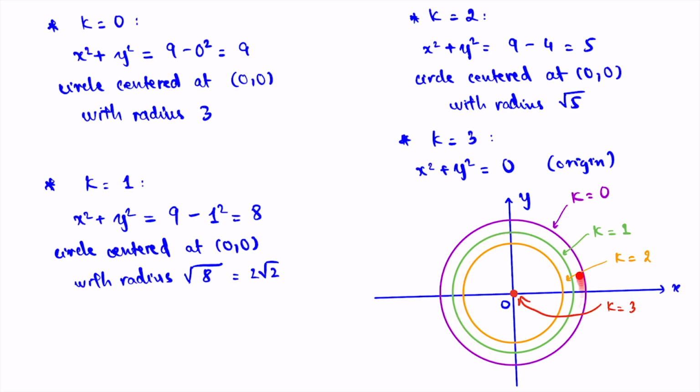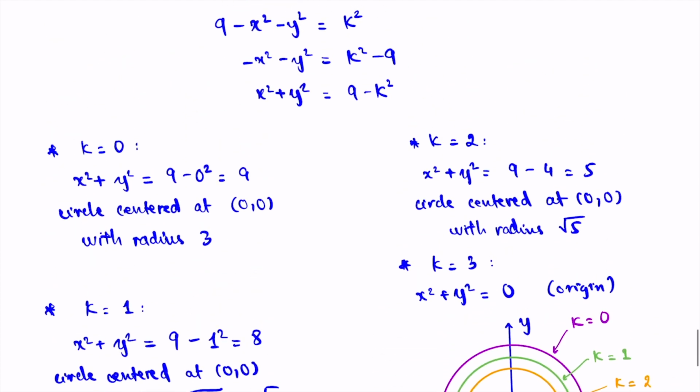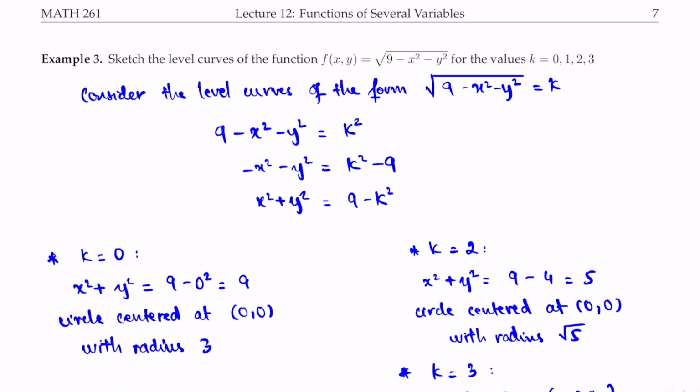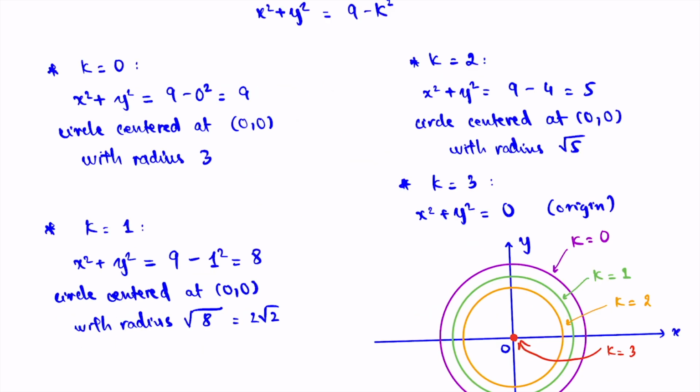So this is the level curve of the function f of x, y equals square root of 9 minus x squared minus y squared. So there are infinitely many level curves if you choose infinitely many values of k. But remember, when you look at the function here, this is a square root function, you have to find the domain of the function and the range of the function so that you can choose the correct value of k. As you can see, k is going to be between 0 and 3 only.